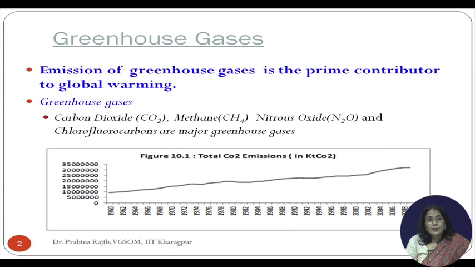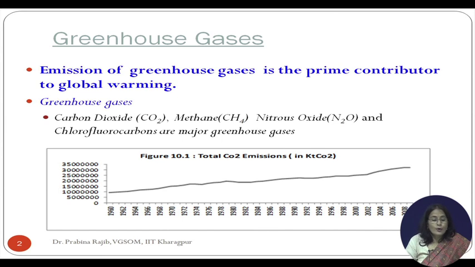Now, before we go into our understanding of what exactly greenhouse gases are and the different aspects of carbon credit, as per the United Nations framework on greenhouse gas emissions, the greenhouse gases are categorized as carbon dioxide, methane, nitrous oxide and chlorofluorocarbons, which are the major greenhouse gases. And the total emission of greenhouse gases all over the world is increasing at a very high rate. This picture shows the total carbon dioxide emission, in kilotons of carbon dioxide gas emission, from the year 1960 to 2008.